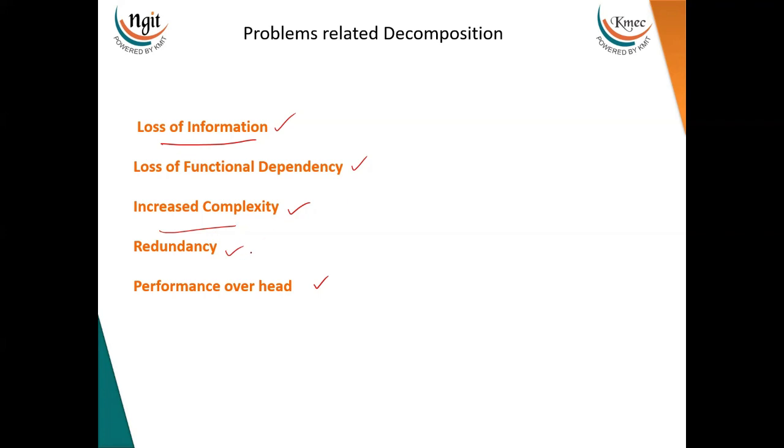Coming to redundancy. If the decomposition is not done properly, then what happens? It may not eliminate the duplication of data. So if duplication of data is not eliminated, then we may face problems of inconsistency. Coming to performance overhead. An increased number of tables may lead to what? Complex SQL queries. Right. Now what happens if complex SQL queries are increased? It may lead to performance overhead. Performance overhead will also increase.